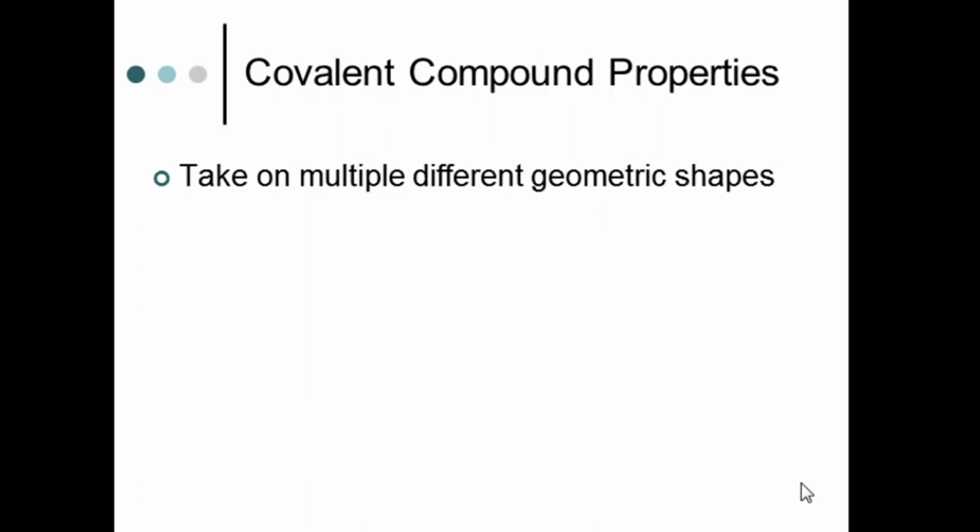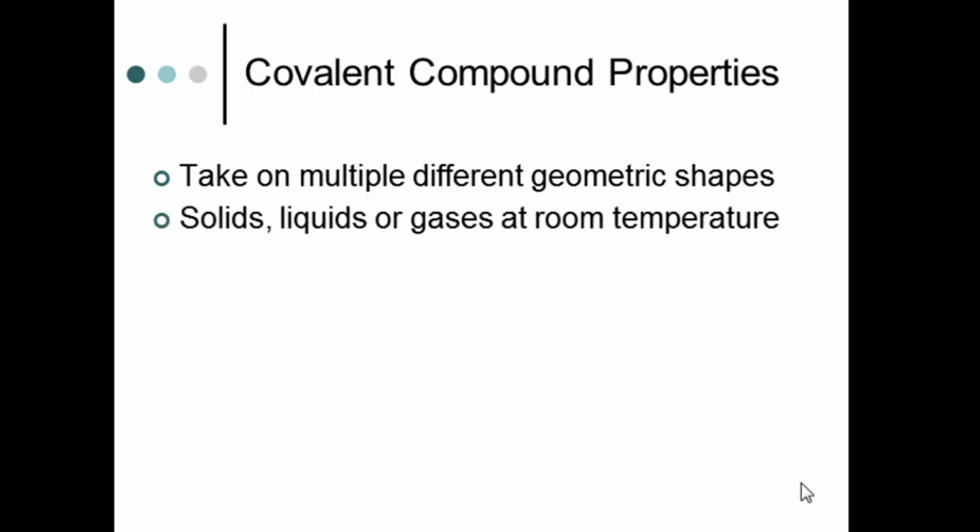Because covalent compounds have lots of different molecular shapes, they're going to have lots of different properties depending on what substance you're talking about. So as you can see, they range from solids to liquids to gases. Like ionic compounds, almost always solid at room temperature. Covalent compounds can be solid, liquid, or gas, depending on which one we were talking about.